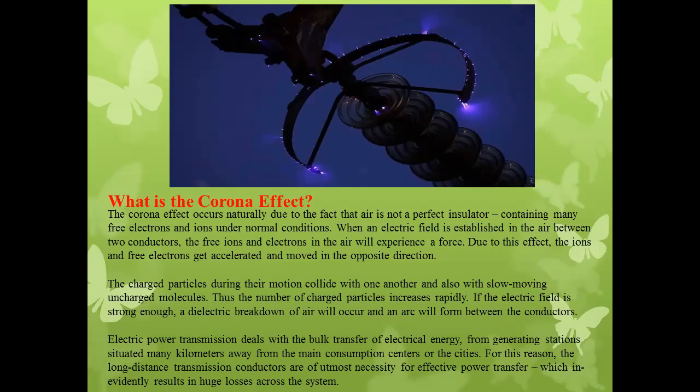Next, this formation of the arc produces the violet glow, along with the production of ozone gas, and radio interference will also happen. Power loss will take place because of the corona discharge. Electrical power transmission deals with the bulk transfer of electrical energy, as we know.